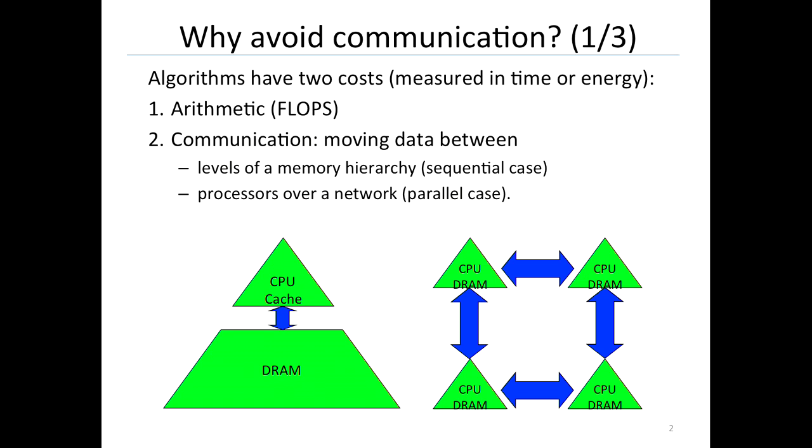And that means moving data, either between levels of a memory hierarchy, so it could go from the registers to the L1, to the L2, to the L3, to the DRAM and so forth, or it can be between different processors over a network. And I'm going to be measuring the cost in two ways, both by time and energy. So here's my simple model that I'm going to be using to evaluate whether my algorithm is optimal or not.